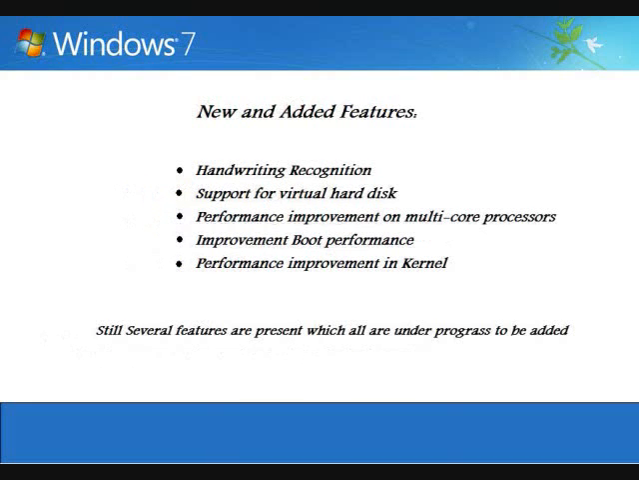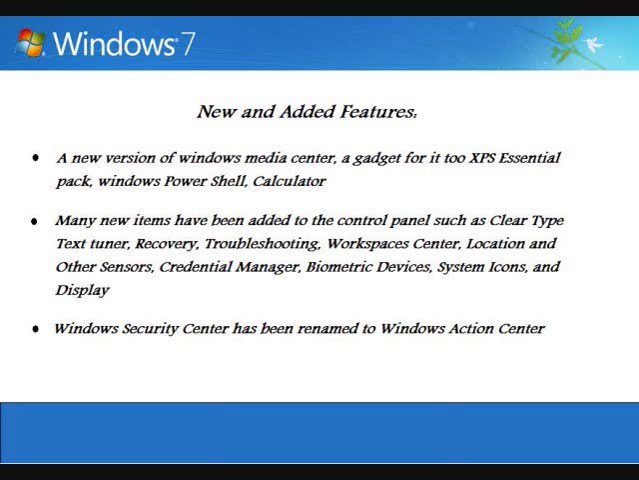Now we are going to discuss new and changed features in Windows 7. The newly added features in Windows 7 are device recognition, support for virtual hard disk, performance improvement on multi-core processing, boot performance, kernel improvements, etc. In the new version of Windows Media Center, gadgets, the XPS Essentials Pack, Windows PowerShell, calculator, and many things are being added. In addition, in the Control Panel, some newly added features like Action Center, troubleshooting, recovery, display, system icons, biometric devices, and other sensors are added.